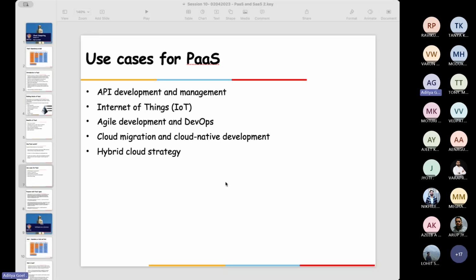Last one is hybrid cloud strategy. What is this hybrid cloud strategy? So you can have a combination of public, private, and on-premises cloud, which basically provides a uniform, flexible, distributed environment, which consists of computing environment on which you are going to develop your applications and deploy your applications. So these are various use cases of platform as a service.